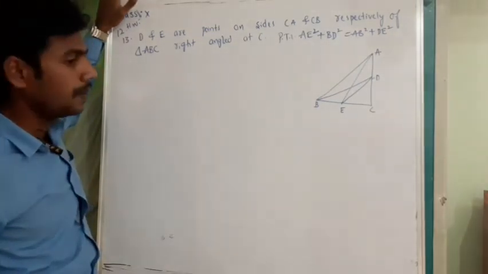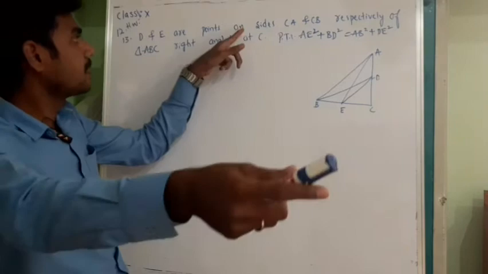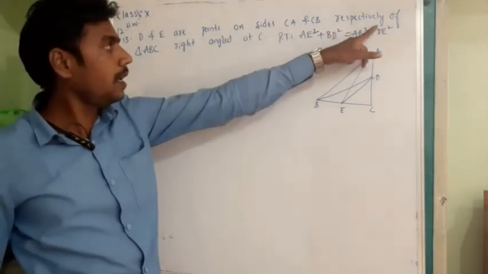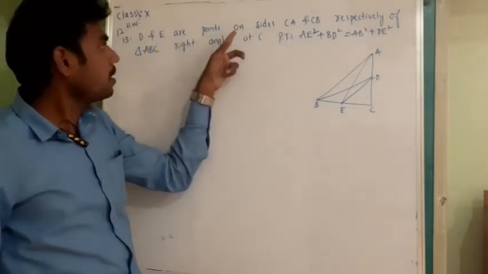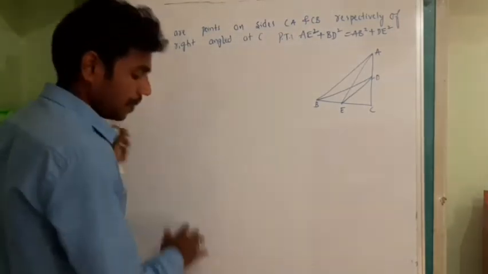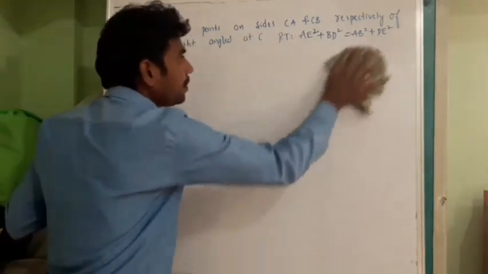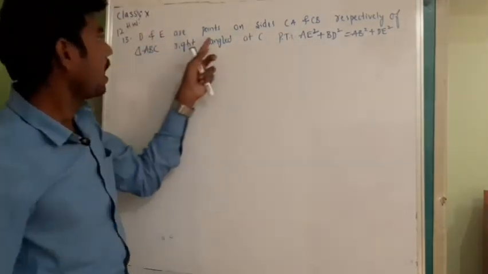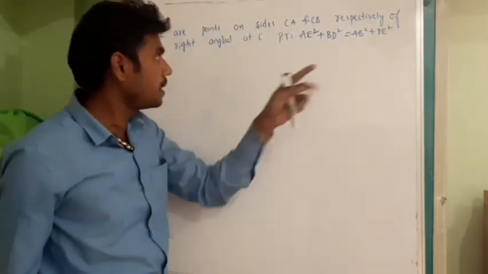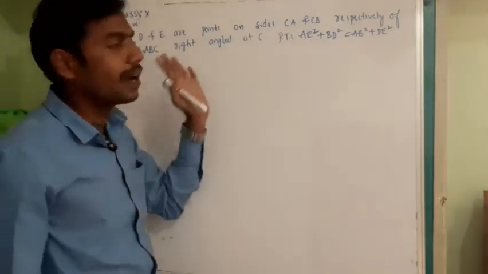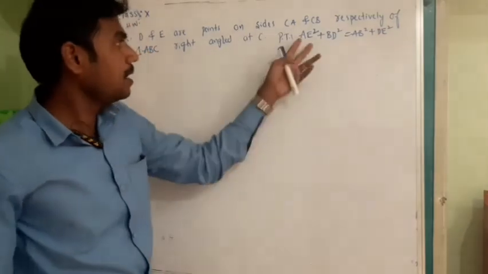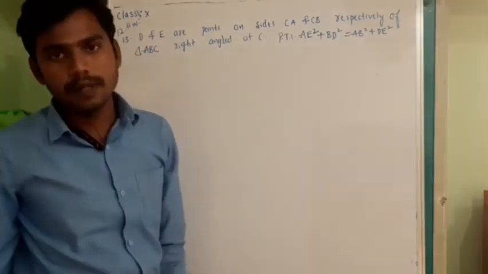So 13th question, D and E are the points on the sides CA and CB respectively. I will redraw it for you. D and E are the points on sides CA and CB respectively of triangle ABC right angled at C. Prove that AE square plus BD square is equal to AB square plus DE square.